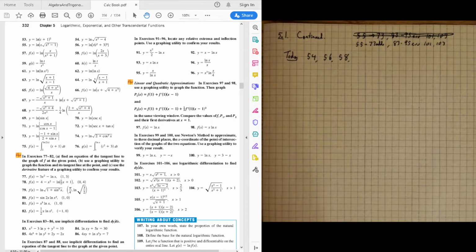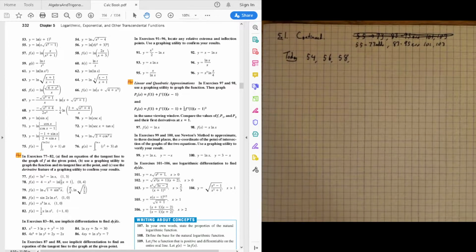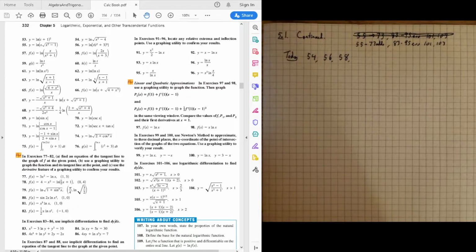And your homework is up at the top. 55 through 73 odds, 83 through 95 every other odd, 101 and 103. Of the homework, the last two problems are going to be the toughest because they involve the complex differentiation. But there will be one of those specifically written for the test.